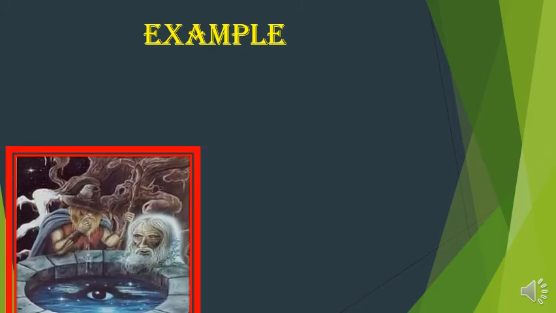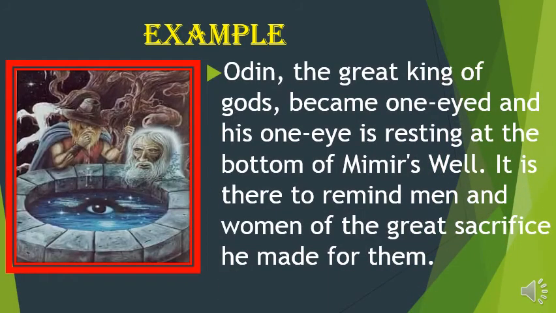Example: Odin, the great king of gods, became one-eyed, and his one eye is resting at the bottom of Mimir's well. It is there to remind men and women of the great sacrifice he made for them.